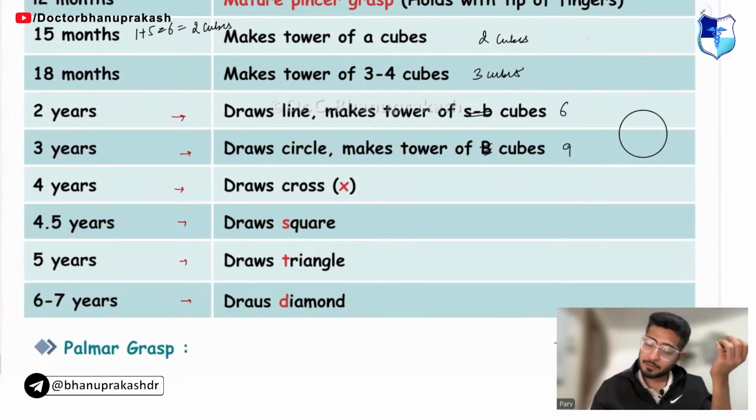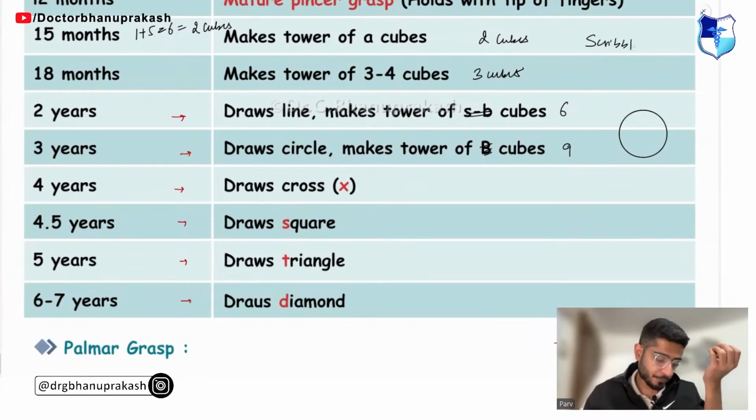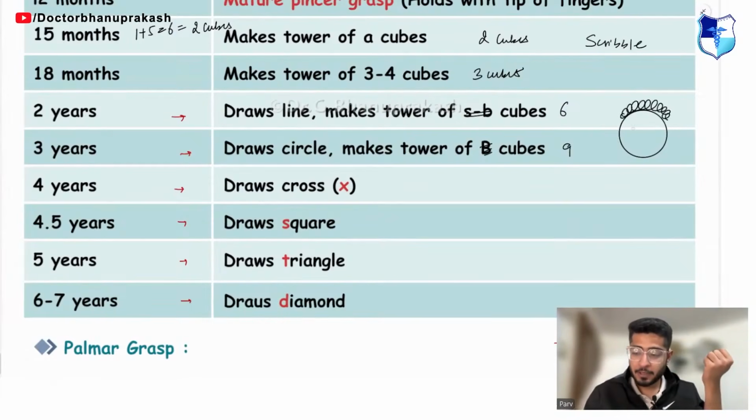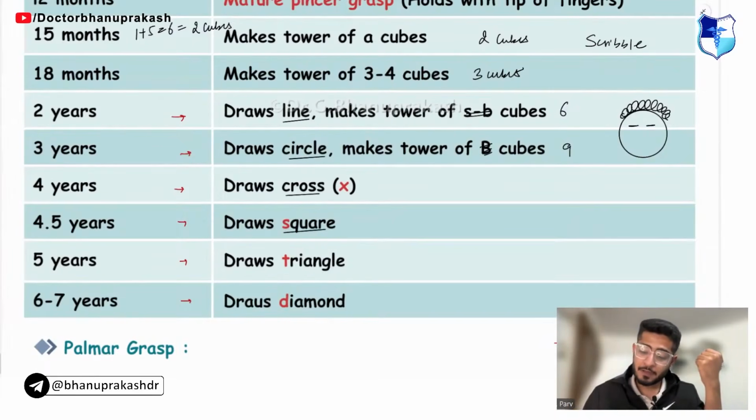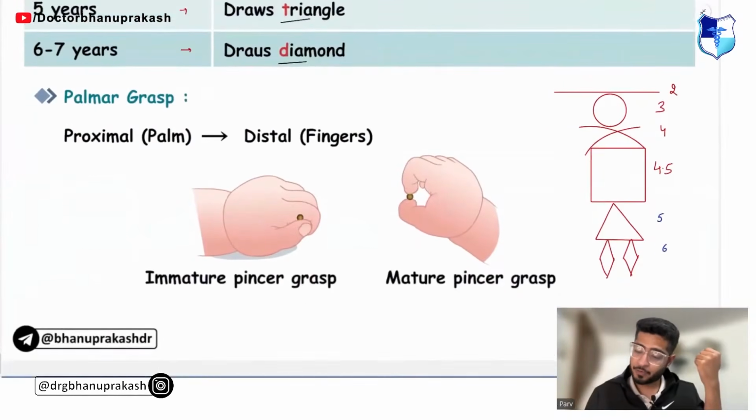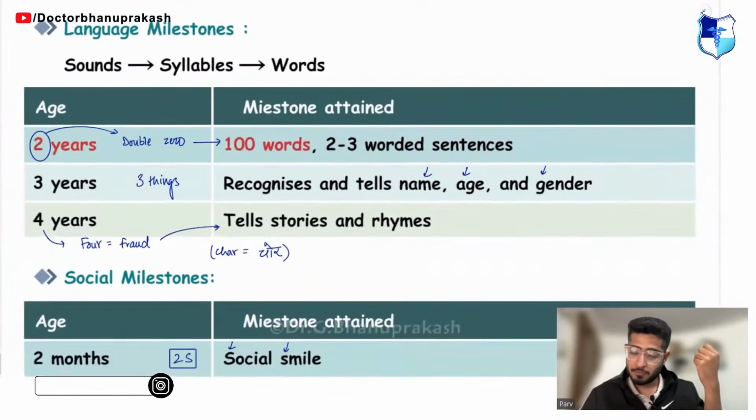At 15 months, the baby is going to scribble also. This is the scribbling. Then I have told you horizontal lines at 2 years. Draws line, then draws circle at 3 years, draws cross at 4 years, draws square at 4.5 years. At 5 years there will be triangle. At 6 years there will be diamond. See, this is mature pencil grasp, this is immature. Once again, I've drawn the diagram just to help you remember.